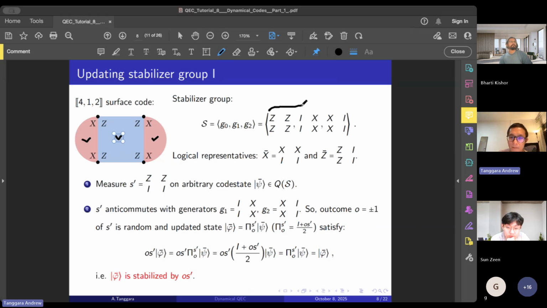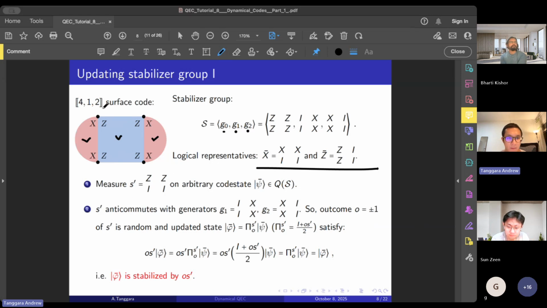And I'm gonna write that this way, right? So this is that top left qubit, top right qubit, bottom right qubit, bottom left qubit. And I'm gonna call this generators. So these are the generators of the stabilizer code, G0, G1, and G2. And these are the logical operators of this surface code. Right. So I'm gonna transform this code to something else.